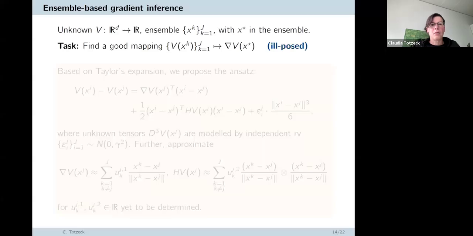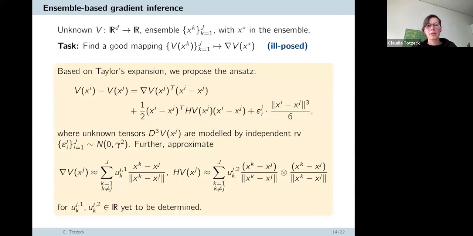So what's the idea here? We have our function, now it's called V, and we have an ensemble, like all the particles with their evaluations at some point. And the task is to find a good mapping from this knowledge of the evaluations to the gradient. Of course, this is the gradient at one point of the ensemble. This is an ill-posed problem, but we will make some assumptions and end up with a solvable problem. And this is our approach.